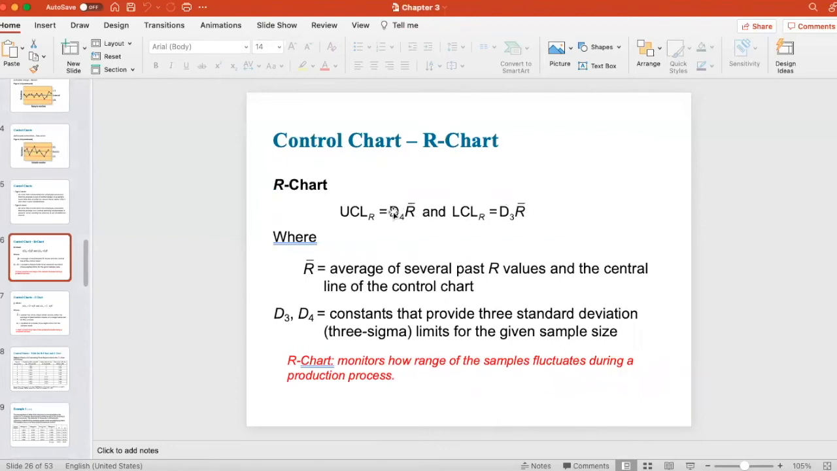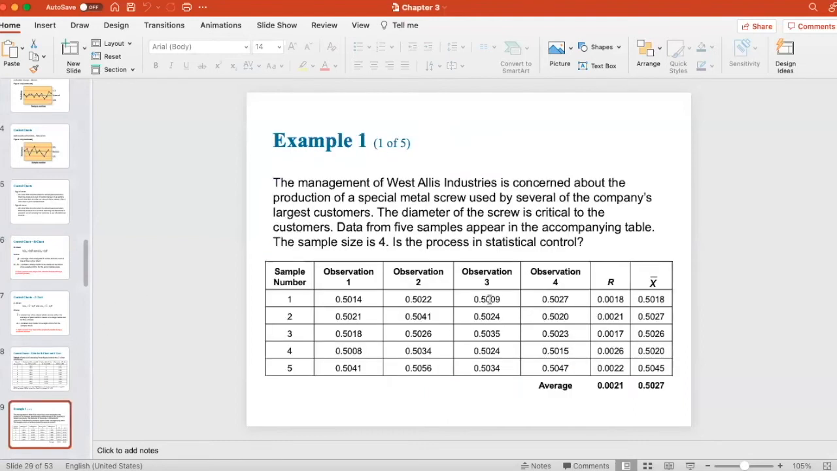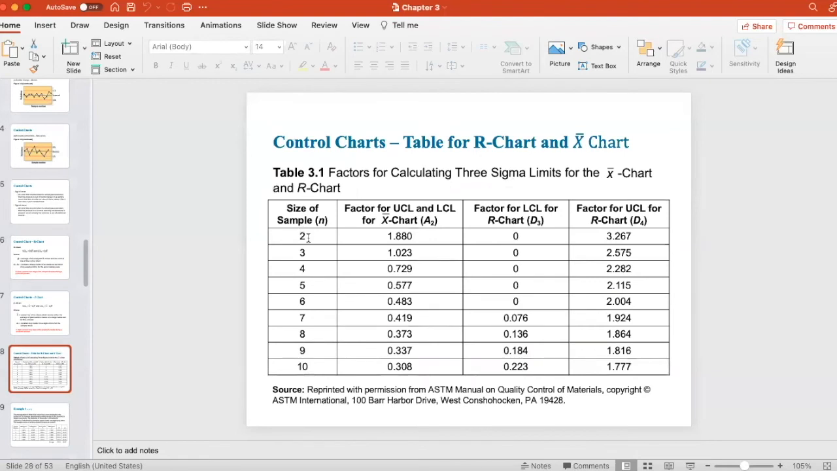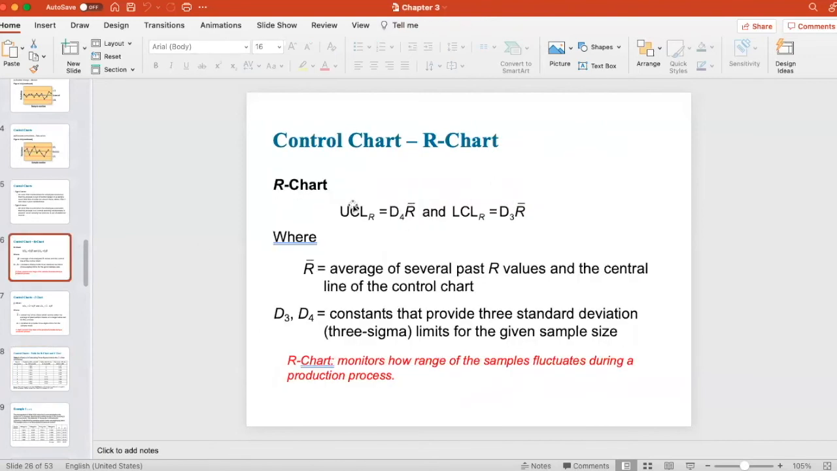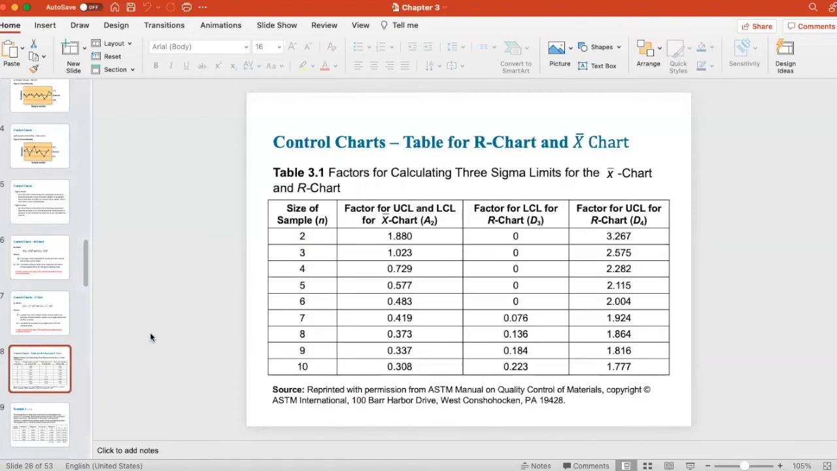And what are the corresponding D4 and D3? Very simple. Within this example, for every sample you have 4 observations. So you go back to this table, look at the sample size corresponding to 4, and then look at D3 and D4. D3 is 0, D4 is 2.282. You plug these into the specific equations, and you get the corresponding UCL and LCL for the R chart. That's it. Very simple. This is for the R chart.